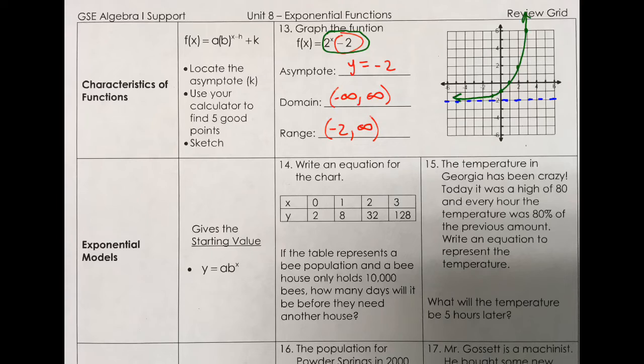Now, let's go ahead and look down at number 14. So we're looking at exponential models. This says here that it gives the starting value. Well, your starting value is A. Let me rewrite this kind of how we had it in the class. Well, y is equal to A times B to the x.